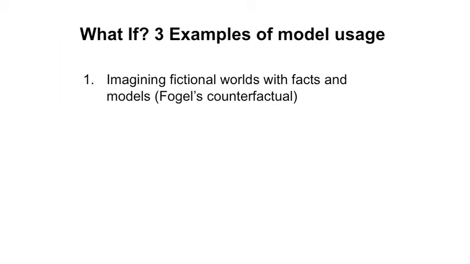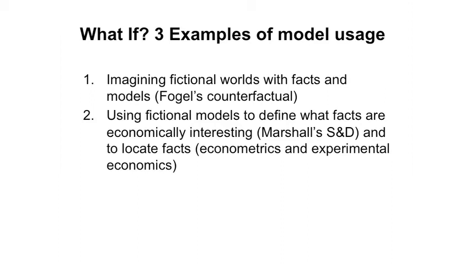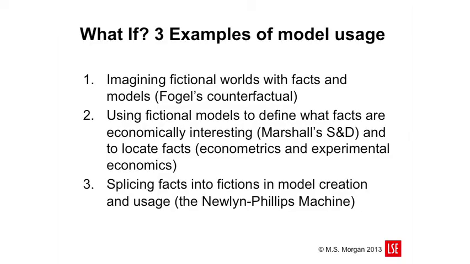So there's going to be 3 examples I'm going to work through of model usage, each of which has a what-if quality, part of the fictional apparatus that economists typically use. One is where we're imagining fictional worlds with facts and models, and that's a famous case, perhaps the most famous counterfactual in economic history, Vogel's counterfactual. A second case in which we're going to look at a very standard model in economics, the supply and demand model, where the fictional models are used to define what facts are economically interesting and to try and locate facts in the world. And thirdly, a splicing of facts into fiction in model creation and usage in the Newland-Phillips machine.